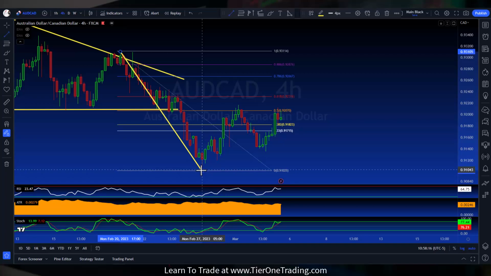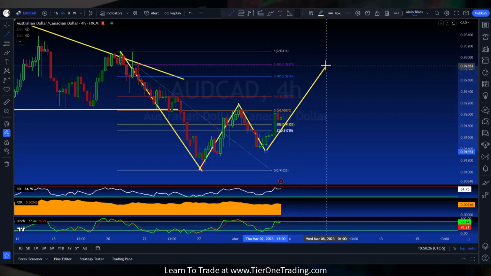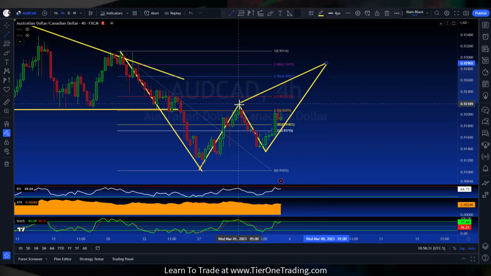That is going to be my X to A leg. My B leg forms with a retracement up to the 50% level. I then have a C leg, which is a failed extension down. And if price action pushes up to our 886 Fibonacci retracement here, that is going to be our completion point for a bearish bat pattern.